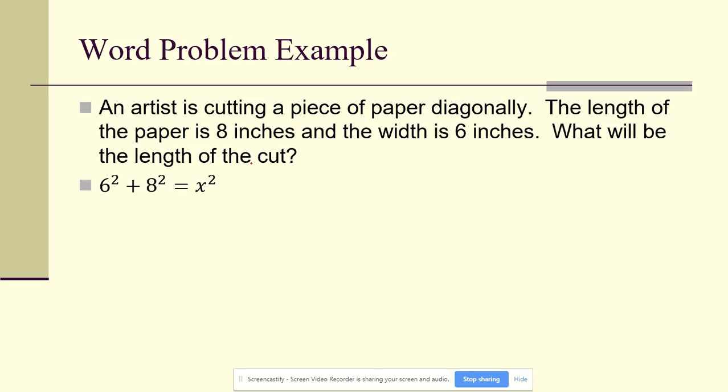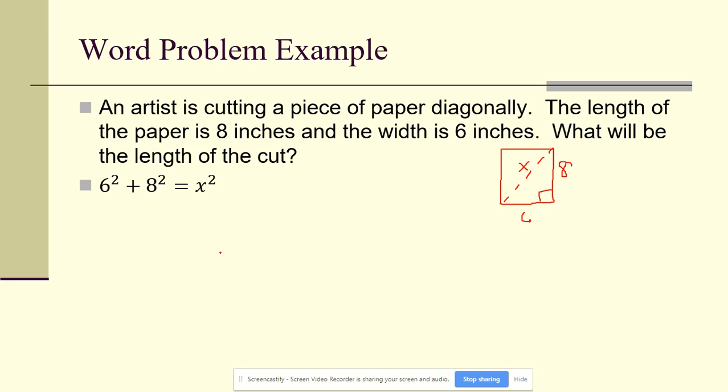So since we're looking at the diagonal, that means the right angle. I'll draw a picture of it. Here's your piece of paper. And paper is always rectangular. So when we cut it on the diagonal, your right angle is here, with the width being 6 and the length being 8. So this is what we don't know on the diagonal. And that's going to be our hypotenuse.